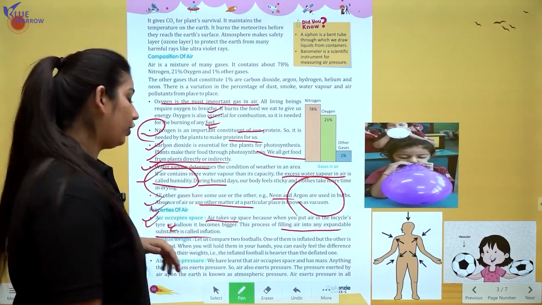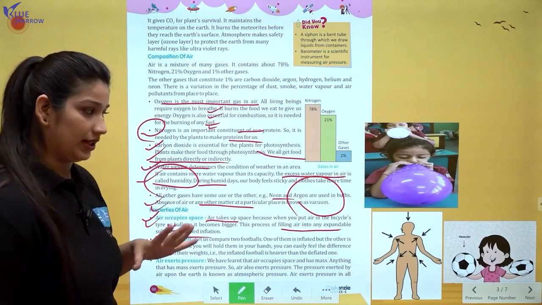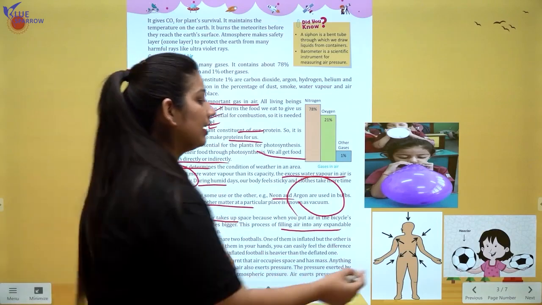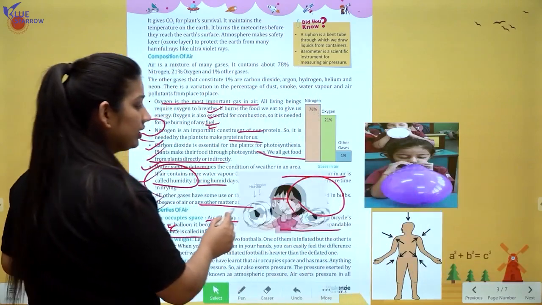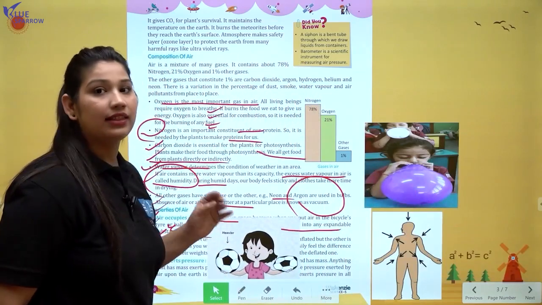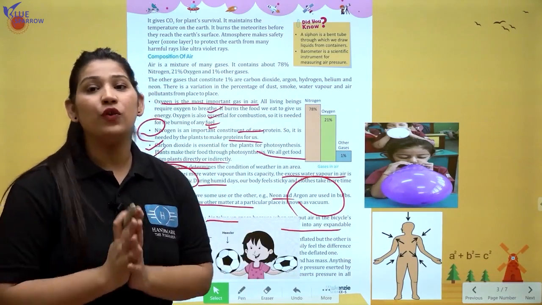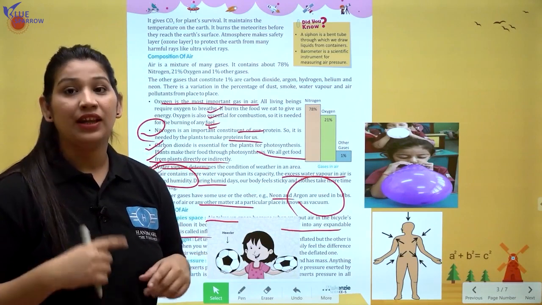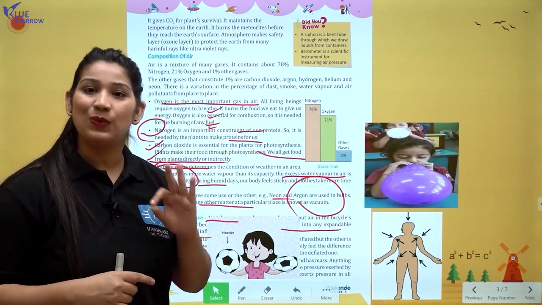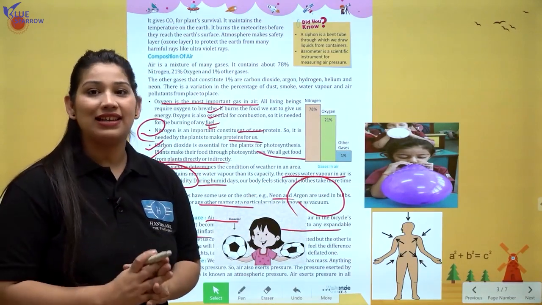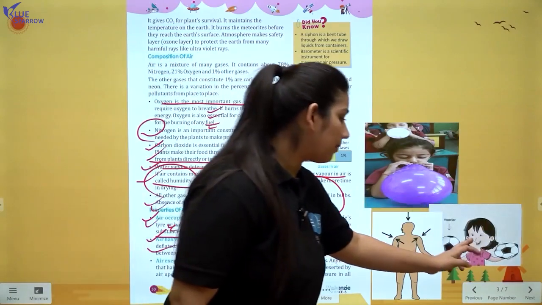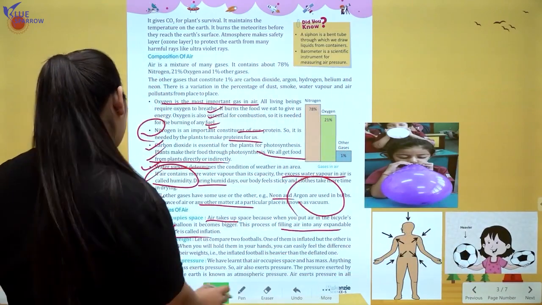The next property of air is air has weight. Let us compare two footballs. One is inflated and the other is deflated. When you compare two footballs, you will feel one of them is heavy. This is because air has its weight.